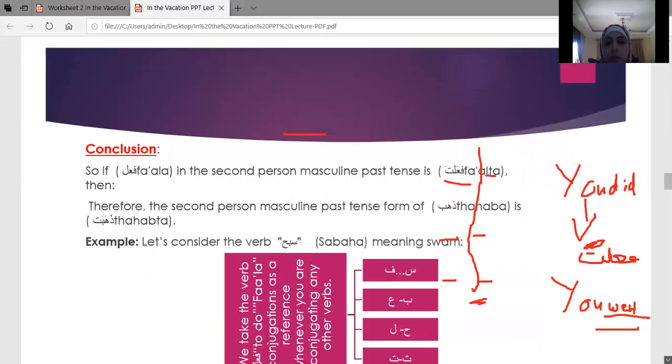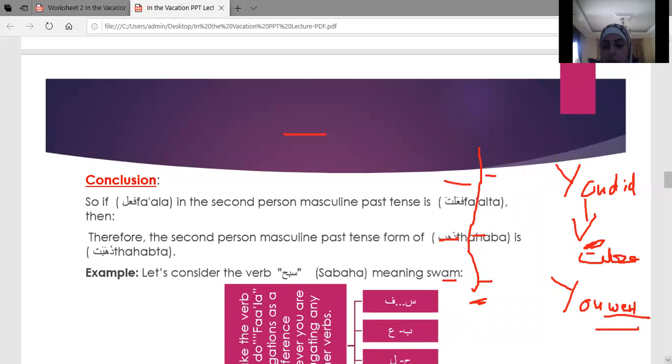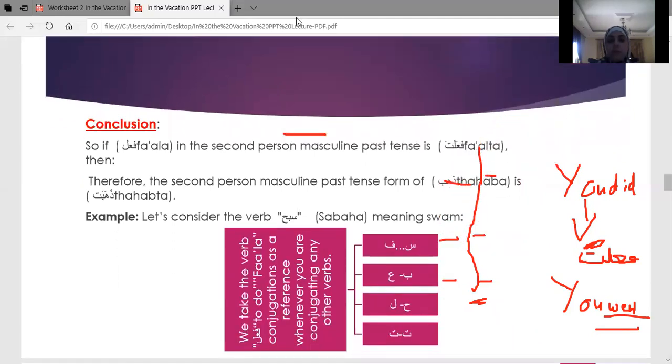So I made a conclusion here. If فعل in the second person masculine past becomes فعلت, therefore the second person masculine past tense form of ذهب is ذهبت. So you base everything on فعل. Is it clear? طيب. Now let's consider the verb swam.